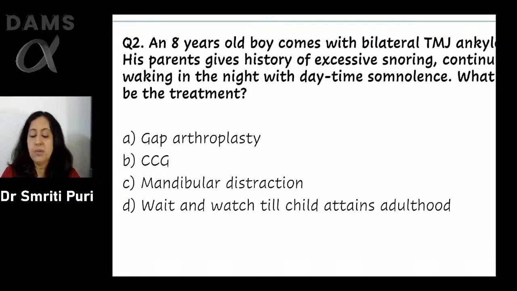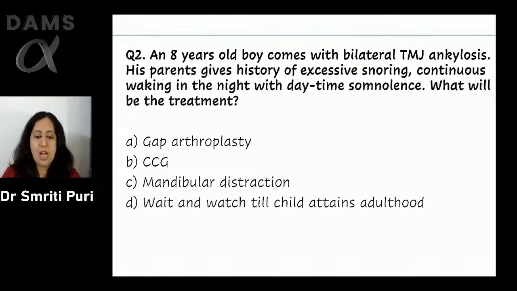Okay. Question 2. An 8-year-old boy comes with bilateral TMJ ankylosis. His parents give history of excessive snoring, continuous waking in the night with daytime somnolence. What will be the treatment? A. Gap arthroplasty. B. Costochondral graft. C. Mandibular distraction. D. Wait and watch till child attains adulthood. What would be the answer over here?